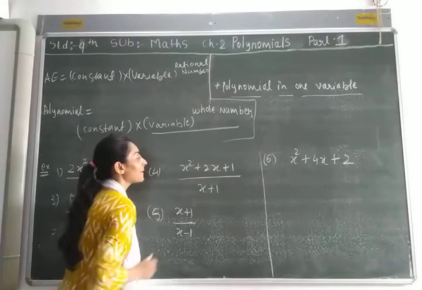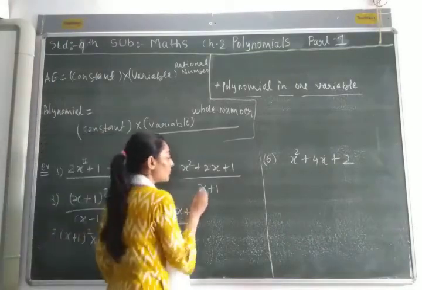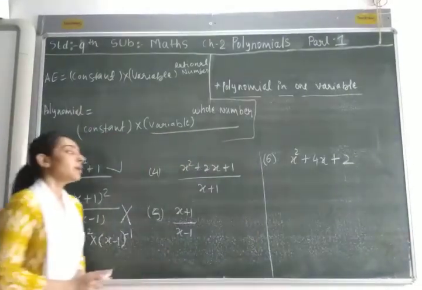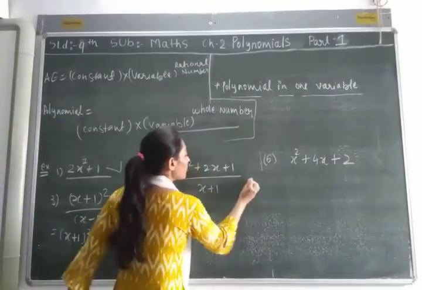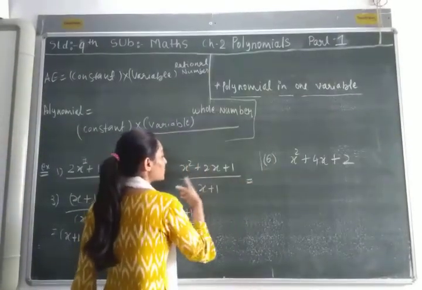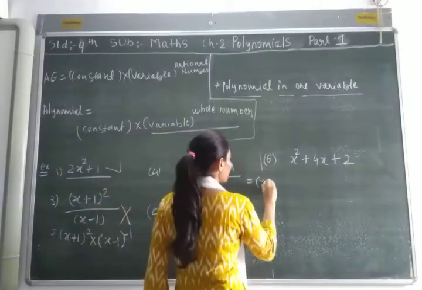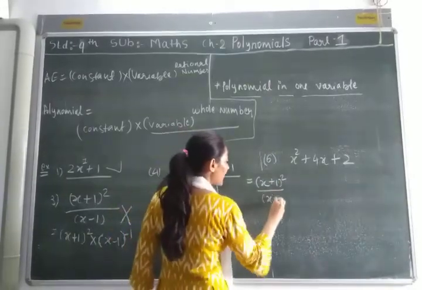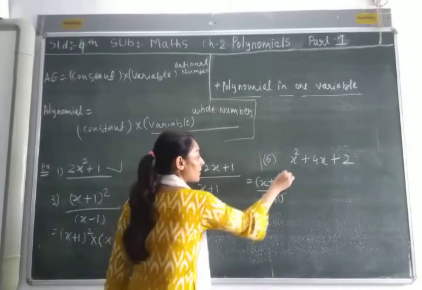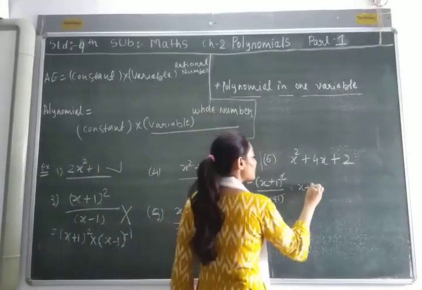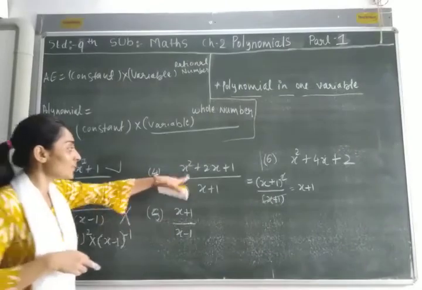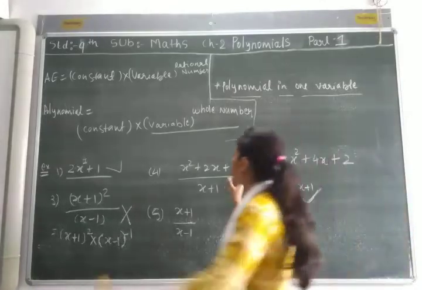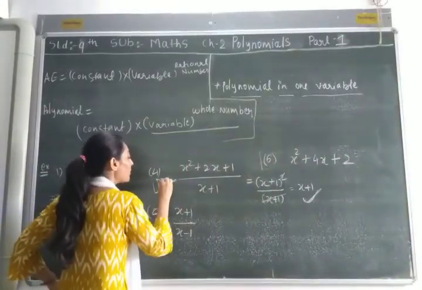Now look at this example. See, again, if you take this term into the numerator, it becomes a negative power. Okay, just split this one. So (x plus 1) whole square in the numerator, (x plus 1) in the denominator. Okay, so one factor gets cancelled. What remains? x plus 1. After simplifying this one, what will I get? x plus 1. So we can say that this fourth one is my polynomial.